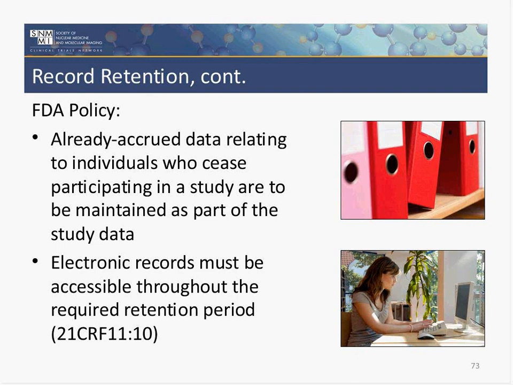All accrued data relating to individuals who cease participating in it are to be maintained. You've got a subject number 003, and they dropped out 2 weeks into a 4-week study. Their data must be maintained, including their informed consent form and all of the study-related data that you have from them. Electronic records have to be accessible throughout the entire period.